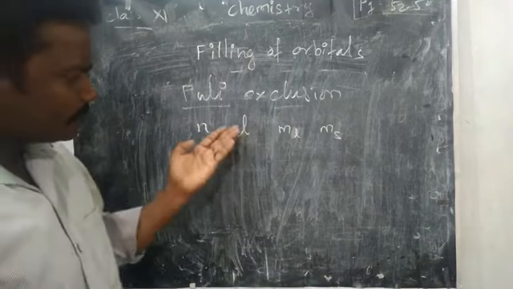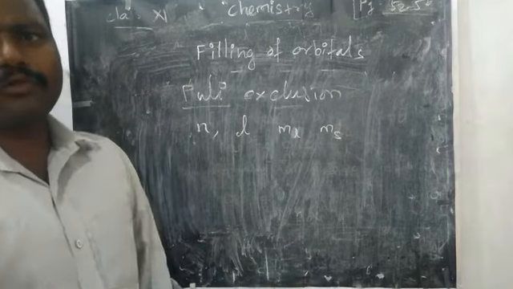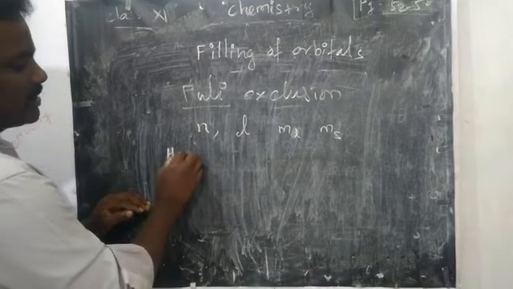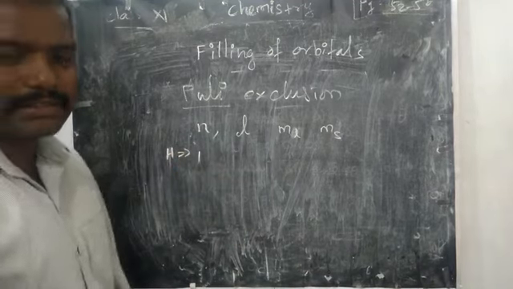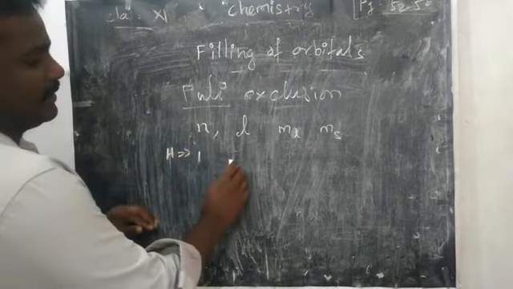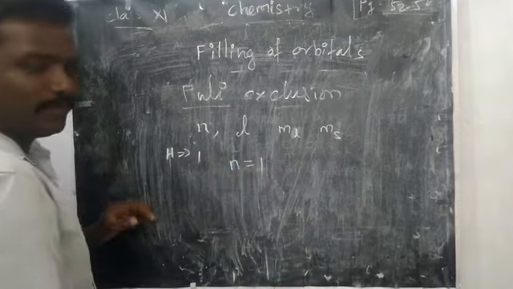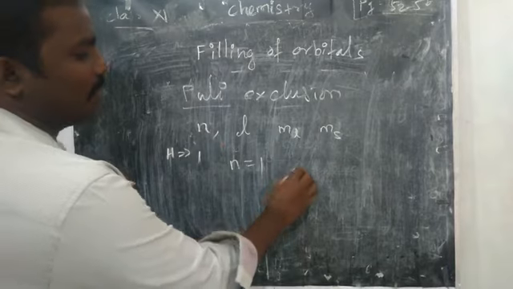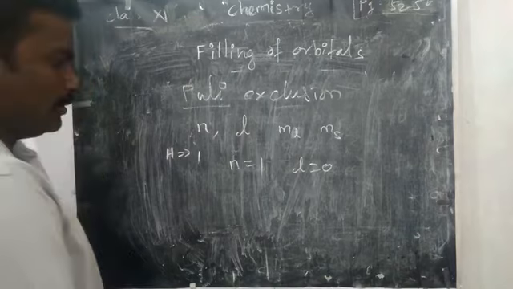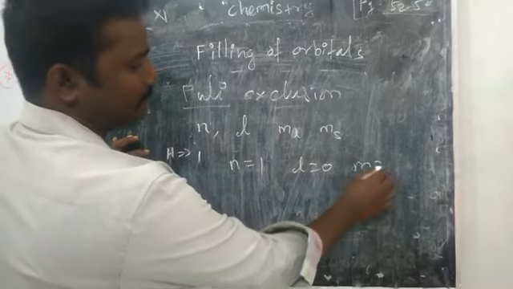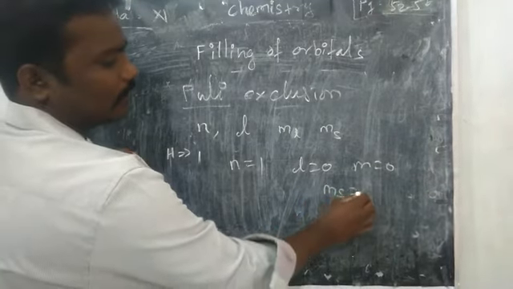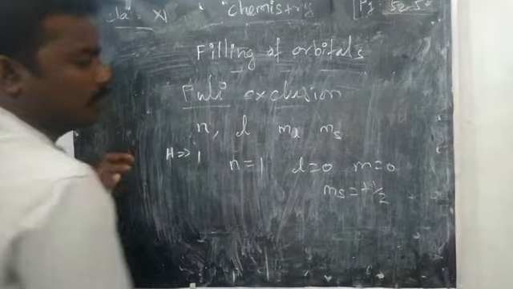Sir, I couldn't understand. Okay, if you see an example, we can understand. For example, hydrogen. How many electrons are there? Only one electron. So what is the principal quantum number for this hydrogen electron? 1, because first shell. What is the l value? 0. Then magnetic quantum number m is 0, because l is 0 means m is also 0. What about spin? Plus 1 by 2.